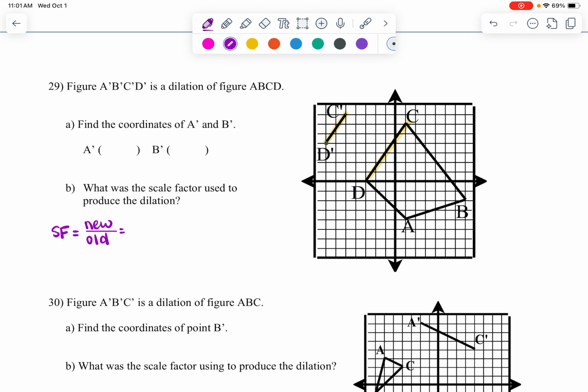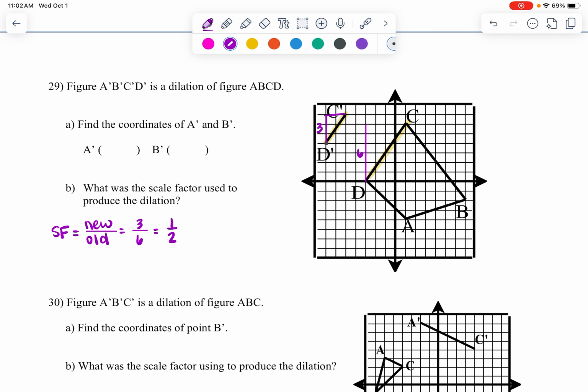So I'm just going to analyze the vertical movement. Who cares? It doesn't matter. I'm going to do the vertical movement here from C prime to D prime, which is my new one. That has a movement of 3. But my old movement to get from C to D is 6, which means my scale factor is 1/2. Again, I'm analyzing 3 to 6.